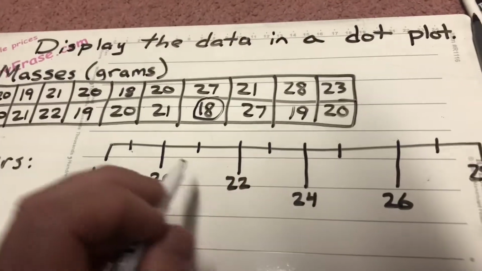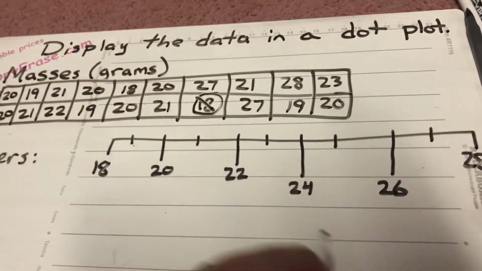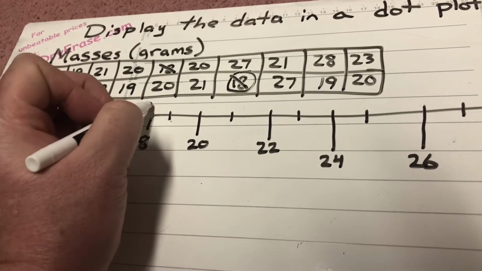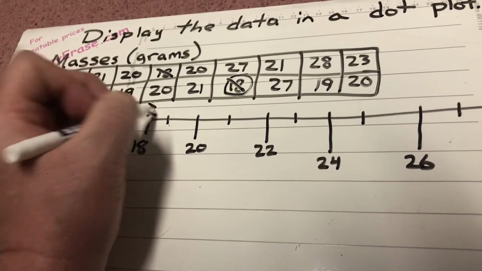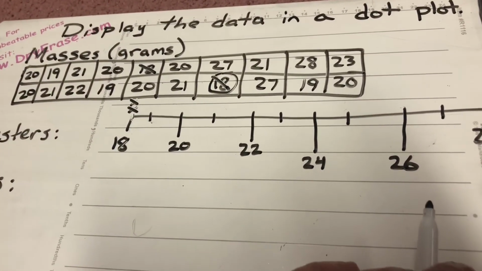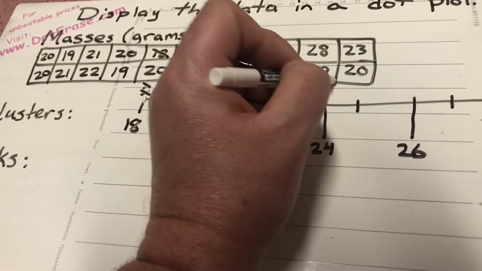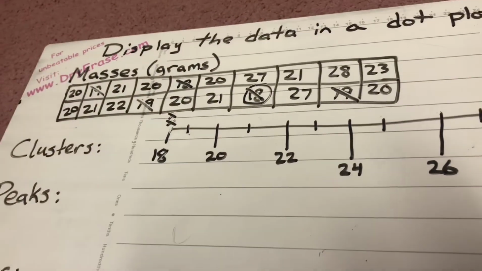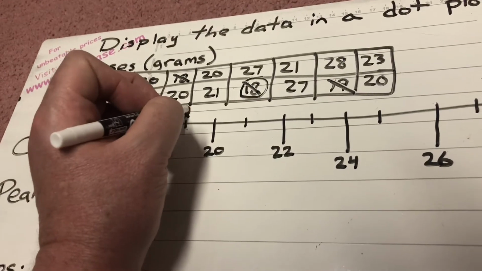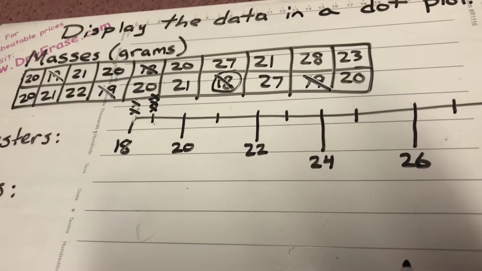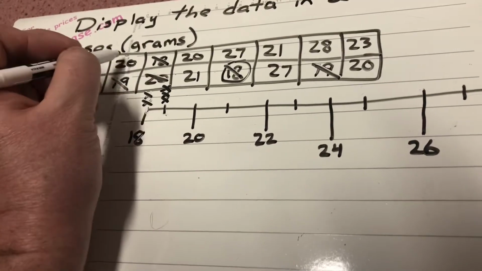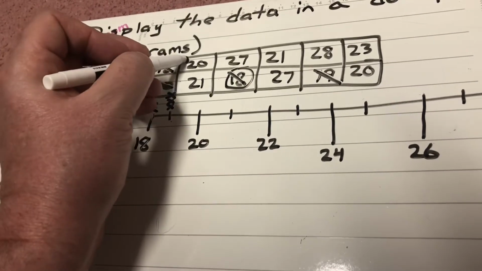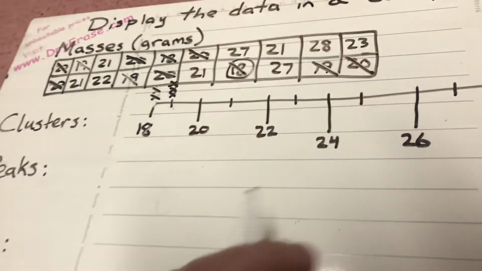So we're going to start with 18. I see one 18 here. I see another 18 there. So we're going to go with two 18s, which means two X's over 18. And if I miss one, I can always come back to it later. So it looks like I've got one 19. I see another 19. I see another 19. So initially it looks like I've got three 19s. Then it looks like I've got a 20. Two 20s, three 20s, four 20s, five 20s, six 20s.